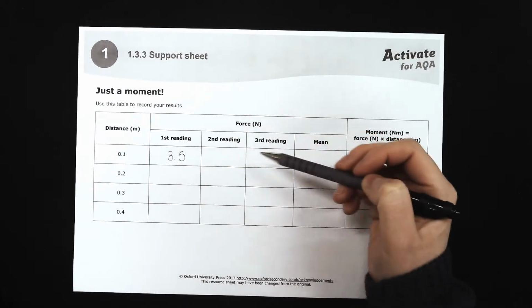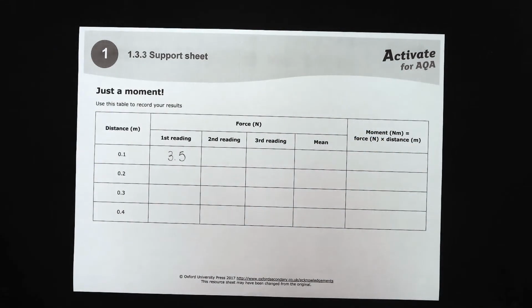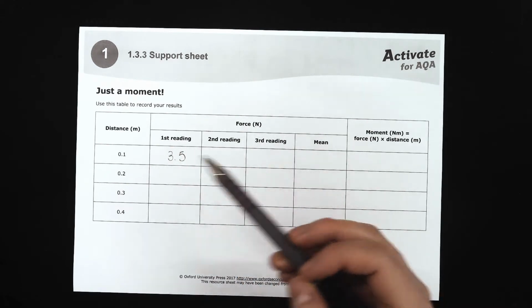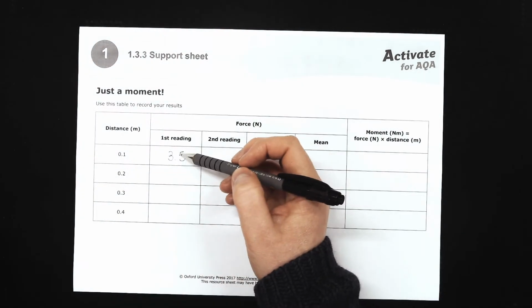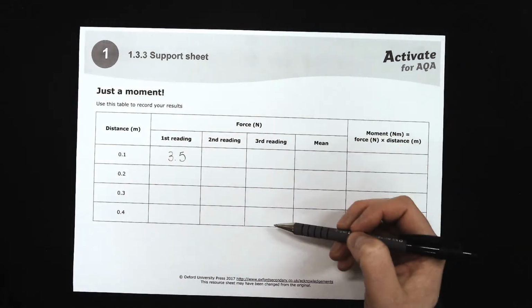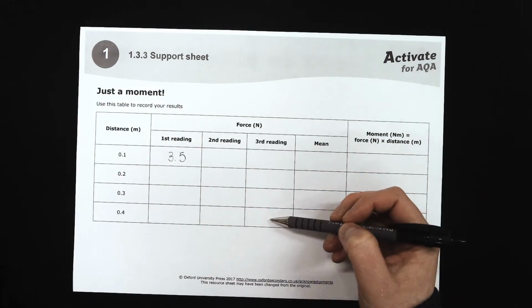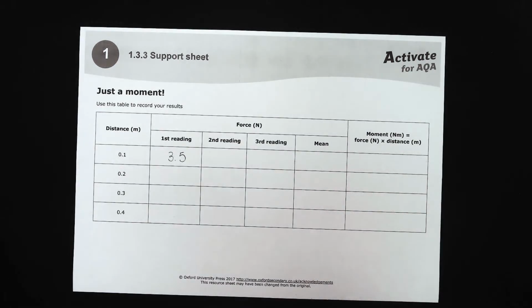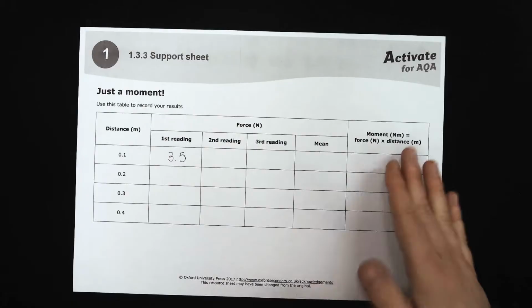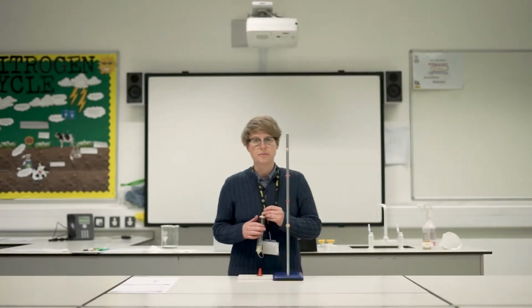Now, instead of repeating the experiment 3 times in a row, I will actually take all the measurements first and then repeat them all a first time and a second time. And then I will calculate the mean. Then we'll see how to calculate the moment of a force.